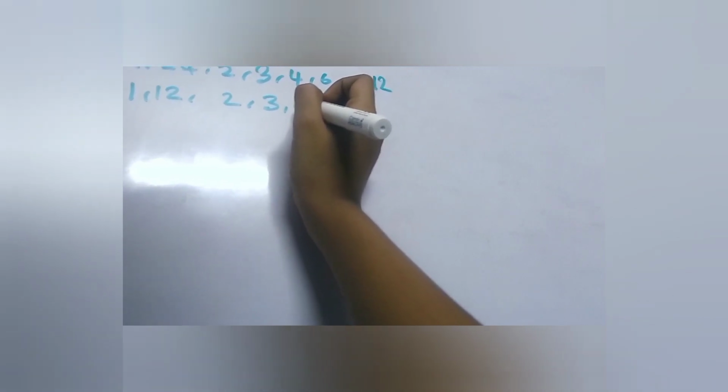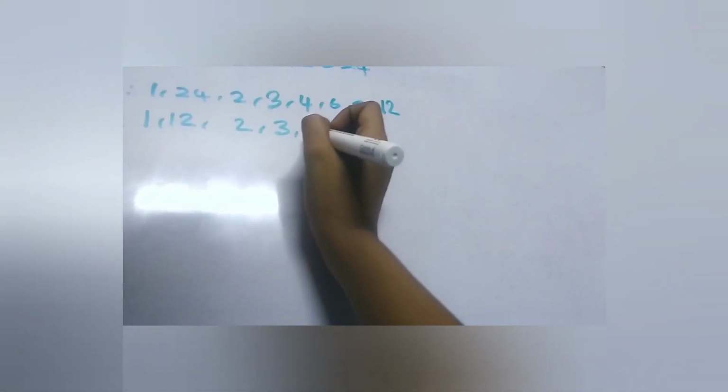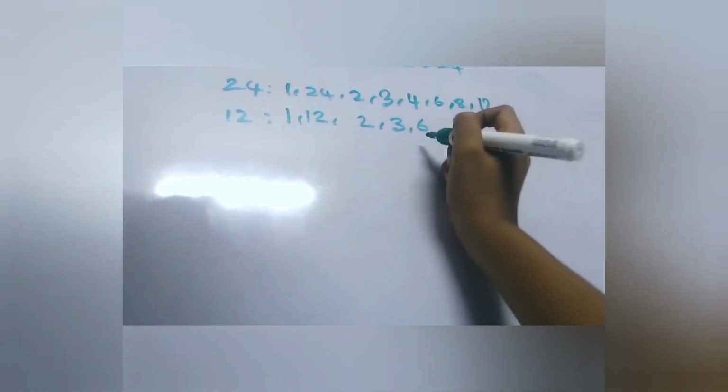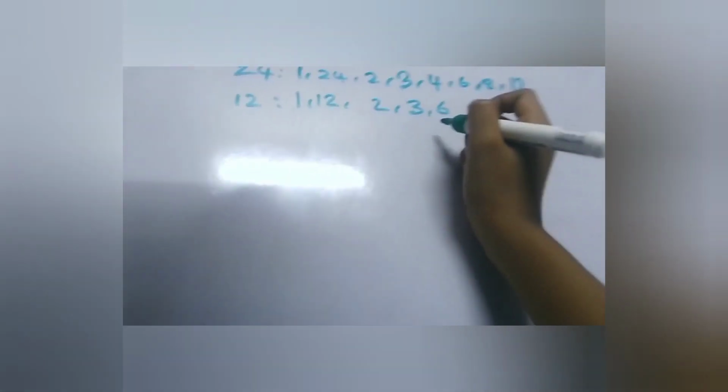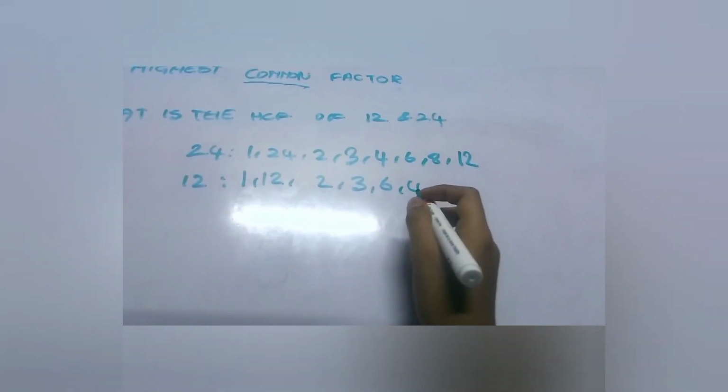And here you have to write the factors of 12. 1, 12, 2, 3, 6. Would there be any other number in between? Yes. If you are clever enough, you would have found that. What is that? That is 4. So 4 3s are 12, 3 4s are 12.